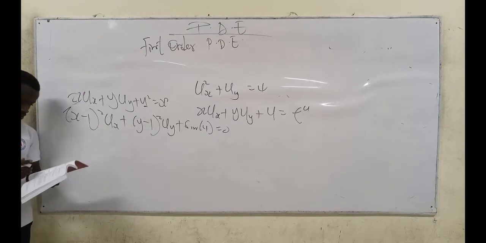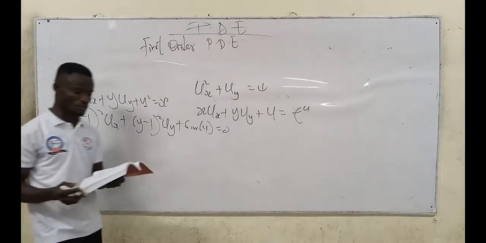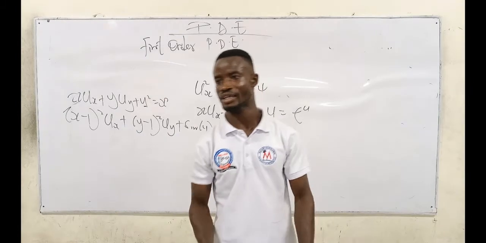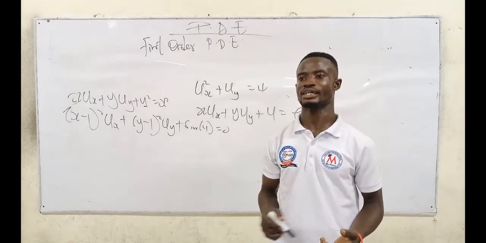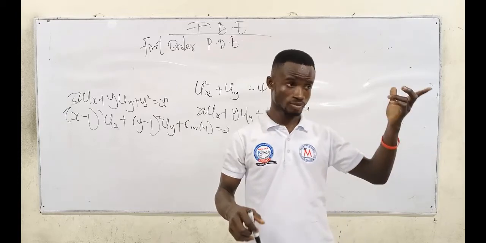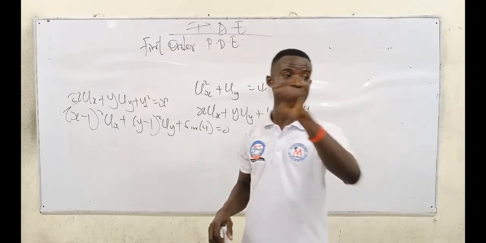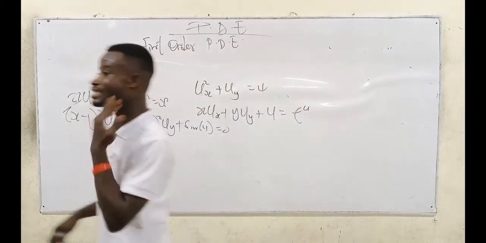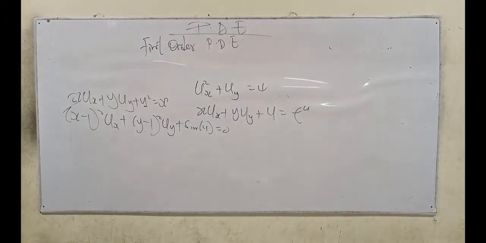Alright, let's go to the quasi-linear. Summarize that one: the case whereby the function multiplies the derivative but not the function? What about the quasi-linear? The function is multiplying the derivative.